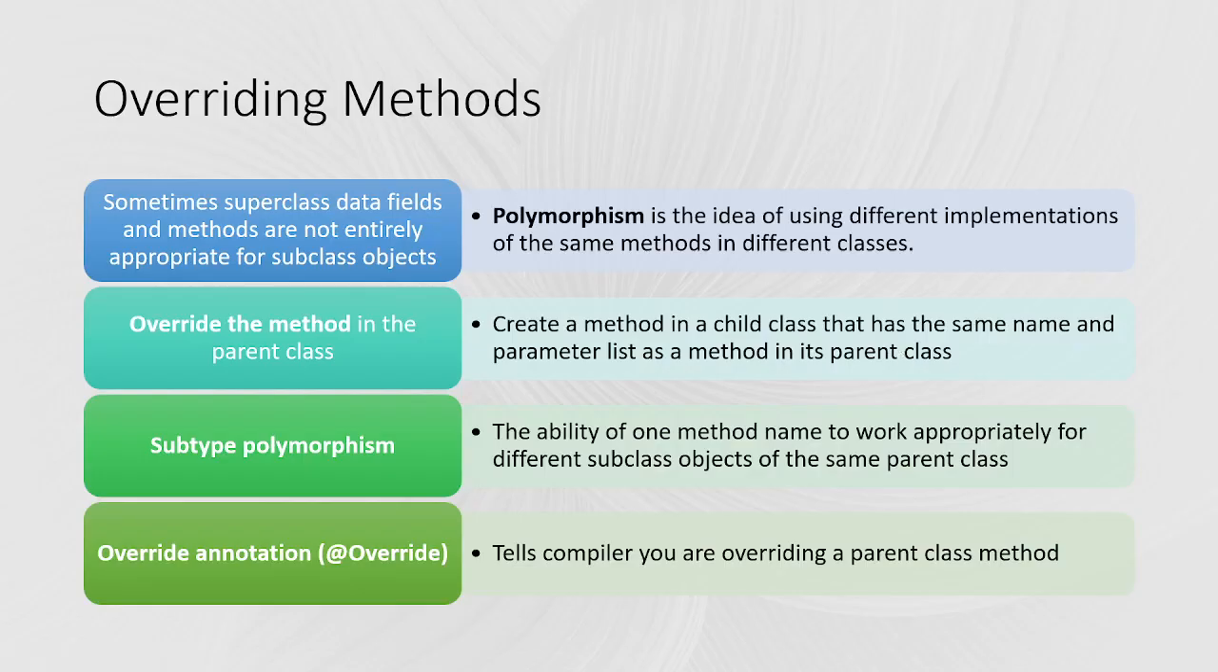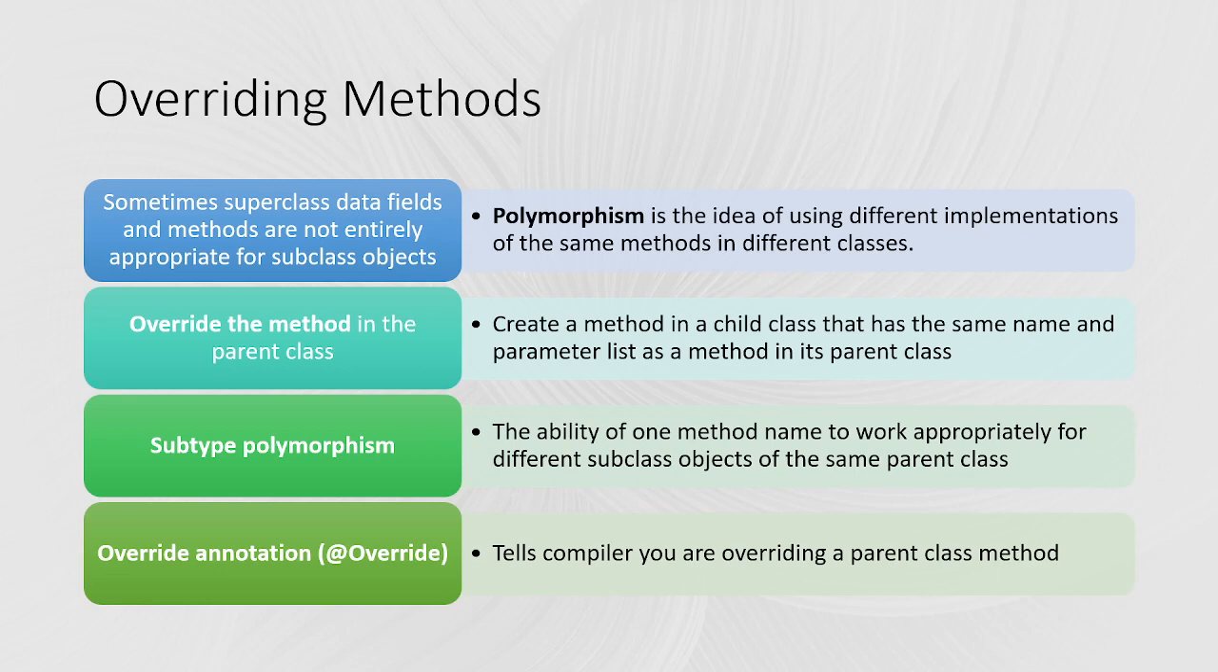When we override methods, sometimes the superclass data fields and methods are not entirely appropriate for subclass objects. Polymorphism is the idea of using different implementations of the same method in different classes. For example, you could have a sound method. A sound method for a dog would sound like a bark, and for a cat, it would sound like a meow, and for a human, it might sound like speaking.